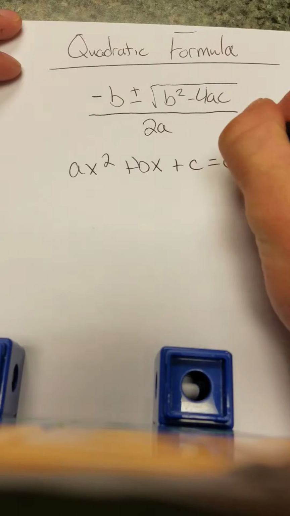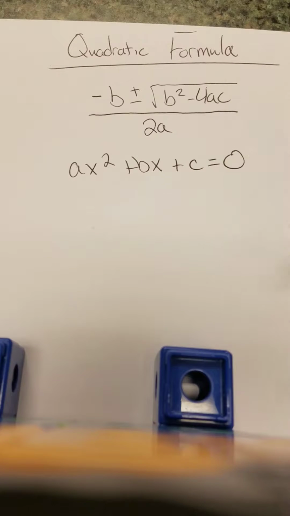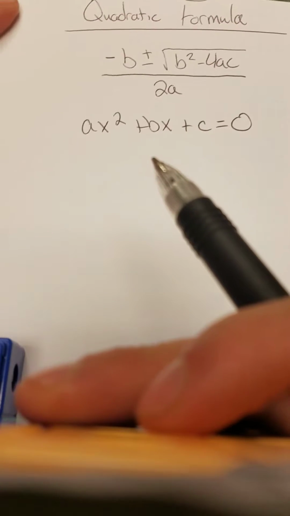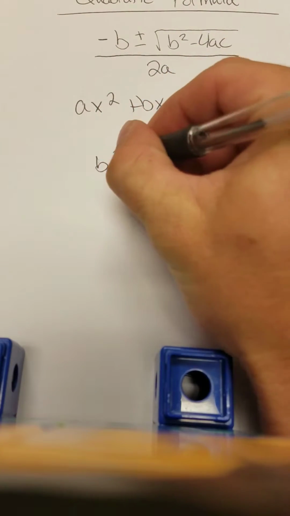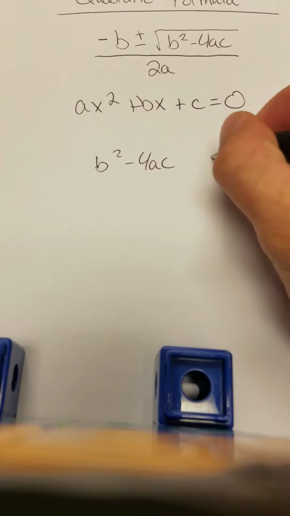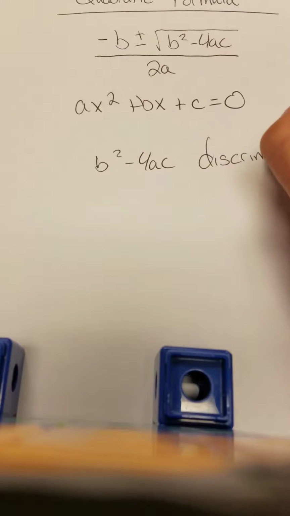This is the standard form of a quadratic equation. Notice that it's always equal to 0. Okay, for the quadratic formula to work, we have to have this thing equal to 0, and then this is the equation. Now, something really cool happens here. Let's talk about just the piece inside the square root. So b squared minus 4ac. This is what's called the discriminant.